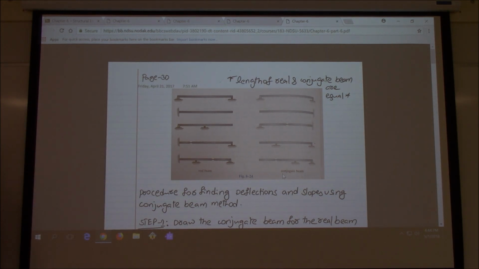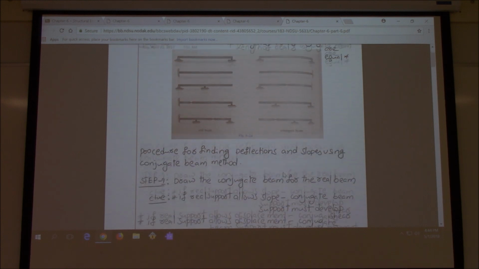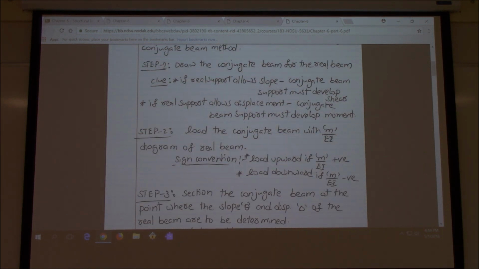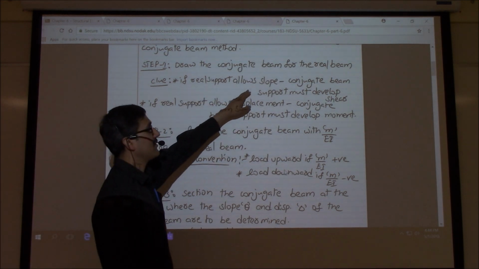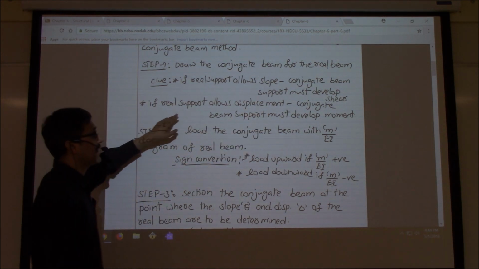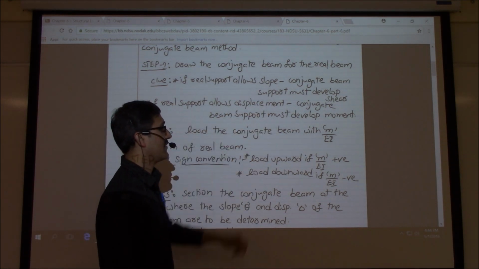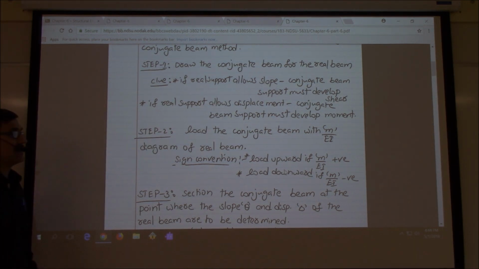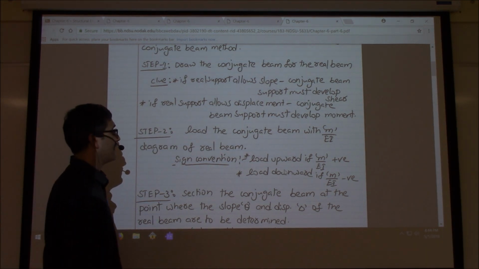So now what is the procedure? The procedure is something like this. In the first step, you have to draw the conjugate beam for a given real beam. And as I previously mentioned, if the real support allows slope, the conjugate beam support must develop shear. And if the real support allows displacement, the conjugate beam support must develop moment. You need not memorize anything. I'll give you the chart that I previously showed you in the final exam.